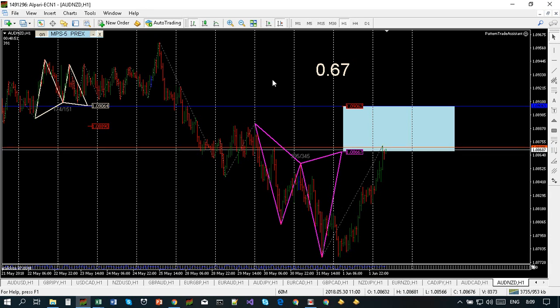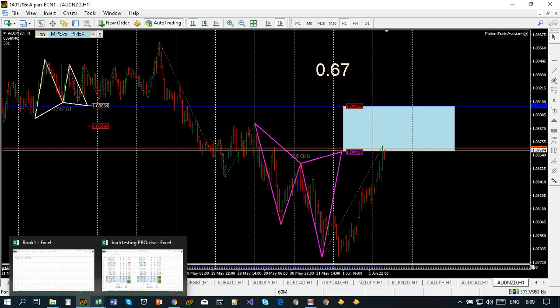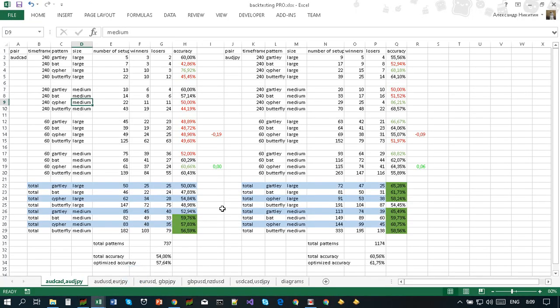Okay, what I was talking about is the cipher pattern probability. What is the probability for price to cross this and consequently have a stop loss, or to give you a trade at least? So let's go to the backtesting result. First of all, I found 22 medium ciphers and 13 large ciphers on 1 hour. So 13 plus 22, they are 35 total ciphers, if we consider them together.